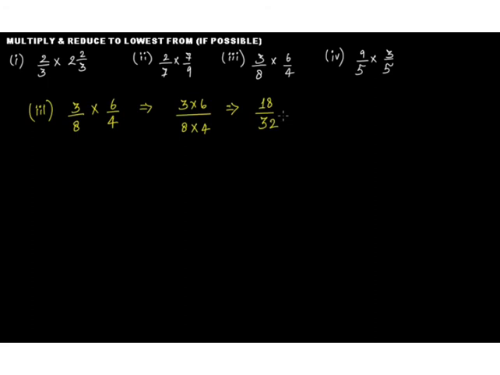Now if we have to find out the lowest form of this fraction, again you have to find out the highest common factor. And the highest common factor in this case, that is 18 and 32, will be 2. So if we divide 18 by 2, then what quotient will you get? You will get 9 divided by. If you divide 32 by 2, what quotient will you get? You will get 16. So 9 divided by 16, 9 by 16 is the answer for this one.